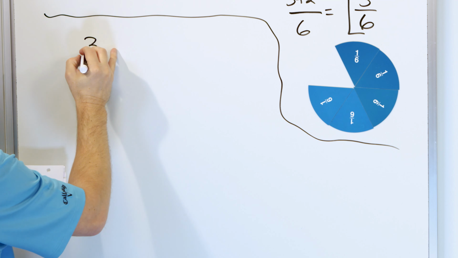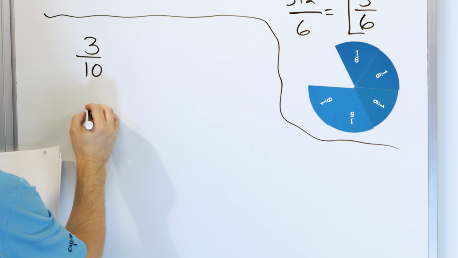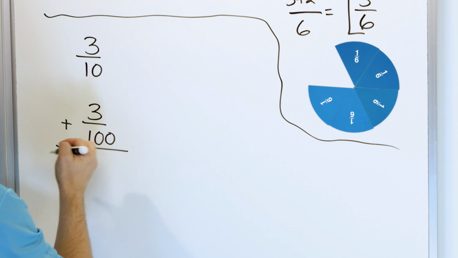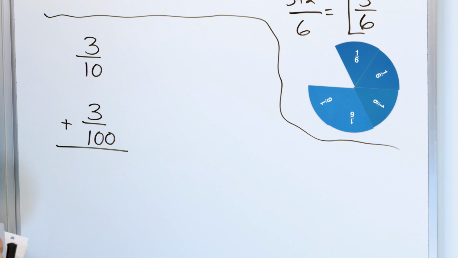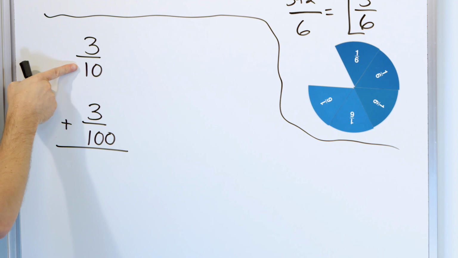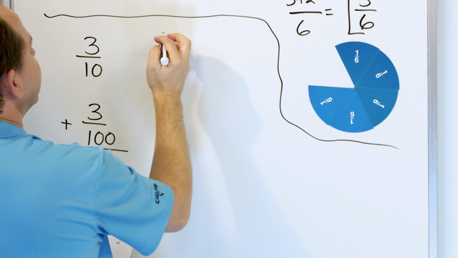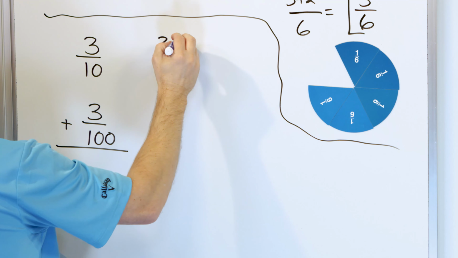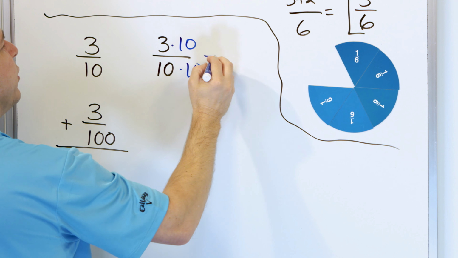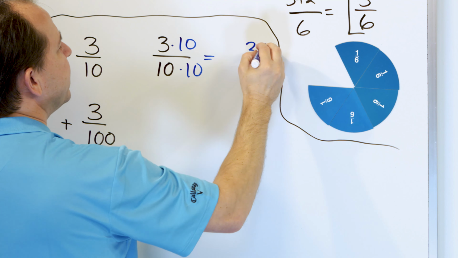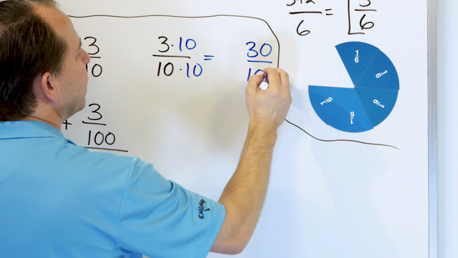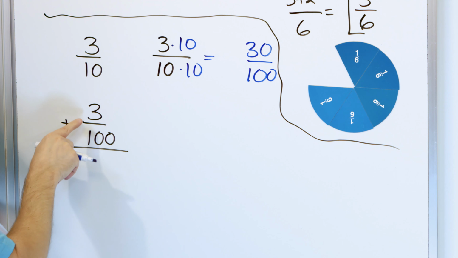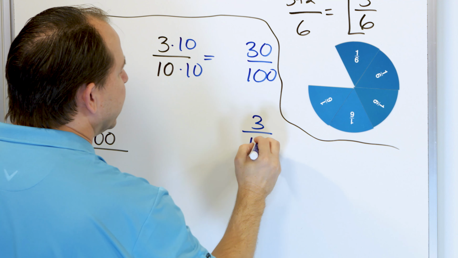Because what I have here is 3/10 and then 3/100. I want to add these guys together. I have a 100 and a 10. I can just change this by multiplying by 10 over 10. So what I will do is I'll say 3/10. I will change this fraction by multiplying the top by 10 and the bottom by 10, and that will give me 3 times 10 is 30, and then 10 times 10 is 100. So this 30/100 is the same thing as 3/10. And then I'm going to add it to 3/100.